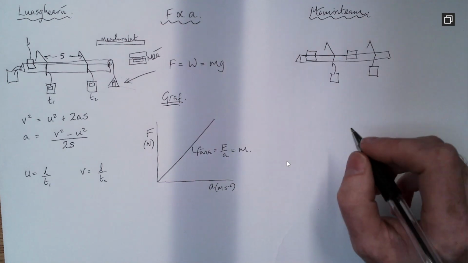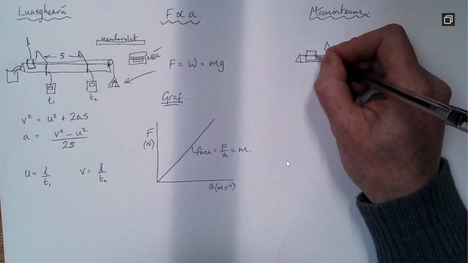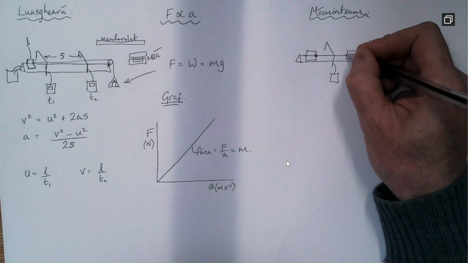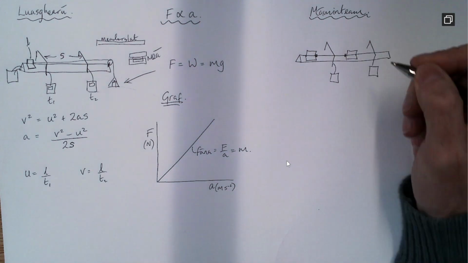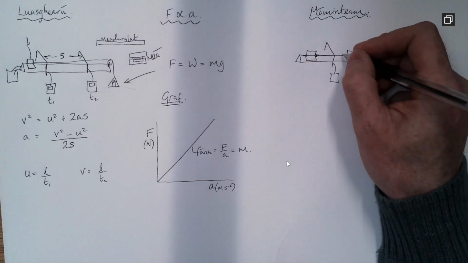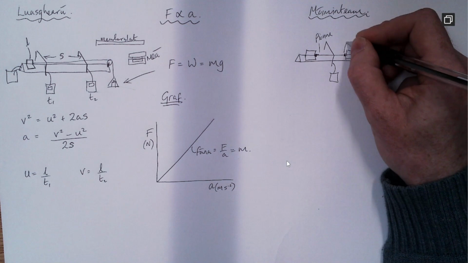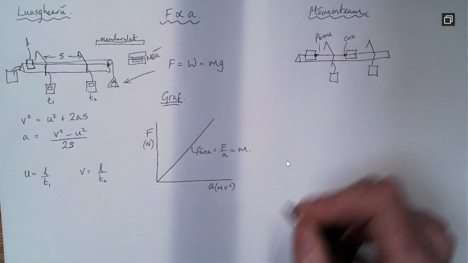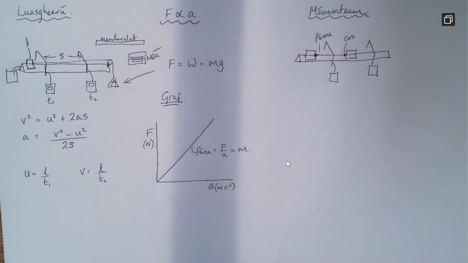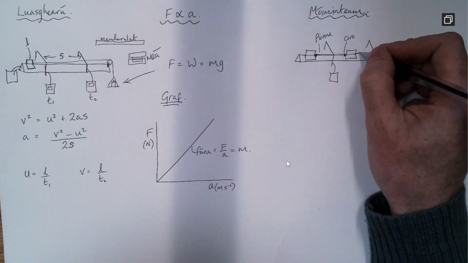The data logger will show the time. On the trolley we attach a piece of cork, or a magnet, or Velcro, anything that makes it stick, so that the trolley and the weight can hold together.